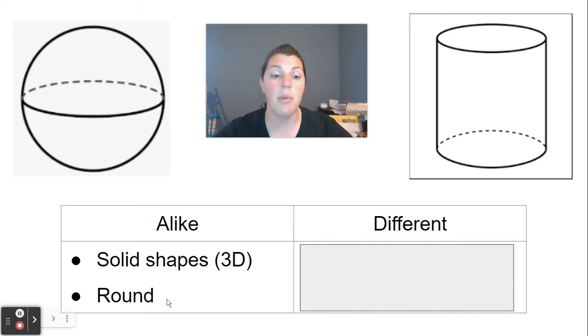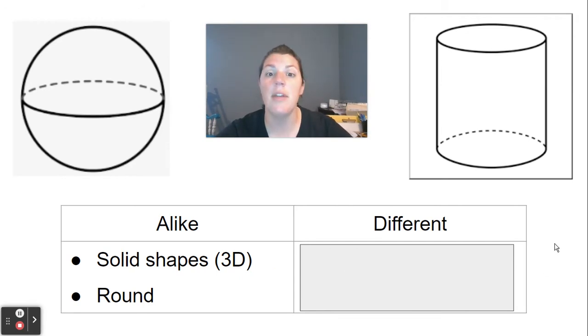And some people said both of these shapes are round. We could roll a sphere across the table. Think of a ball that would roll. A cylinder could roll if you laid it down on its side, like a can of soup or soda. Those are two of the ways we could describe how these shapes are alike.